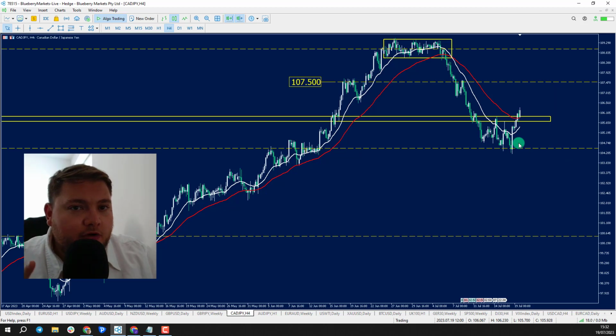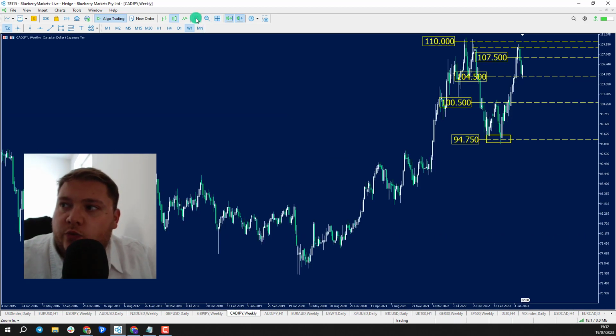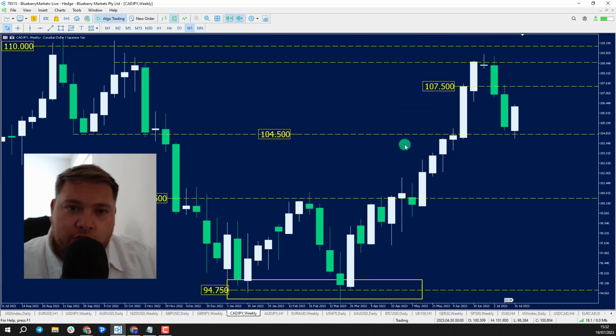So keep your eye on CAD yen. I really like the way this weekly chart is forming. If it does close the way it looks like this by the end of the week, there could be something coming up in the next week for CAD yen.